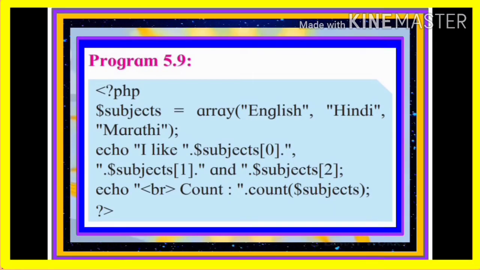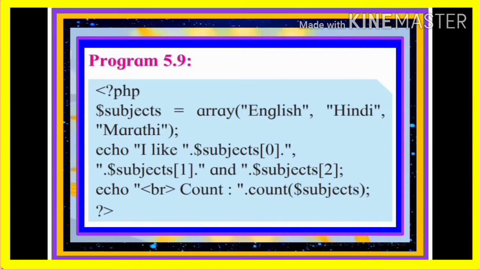Program 5.9 shows the indexed arrays. Open PHP by using less than question mark PHP. In the second line, an array having the name subjects is declared by using $subjects equal to array open parenthesis. In double quote, write the first element English comma, in double quote write the second element Hindi comma, and in double quote write the third element Marathi, close parenthesis, semicolon.